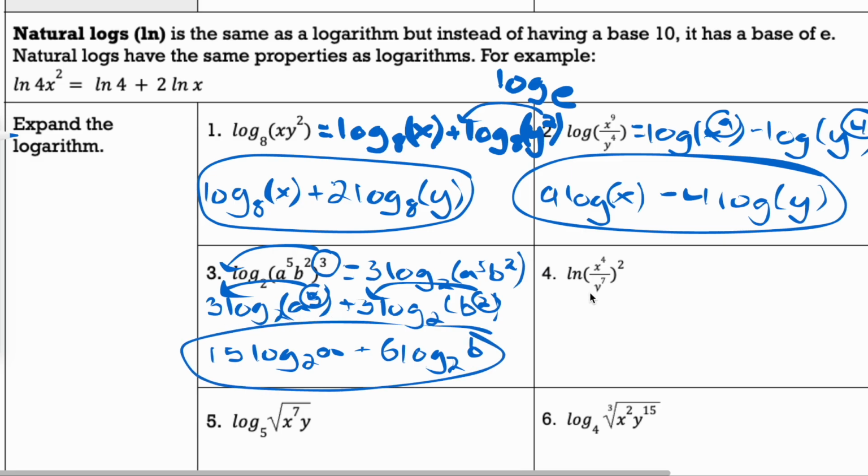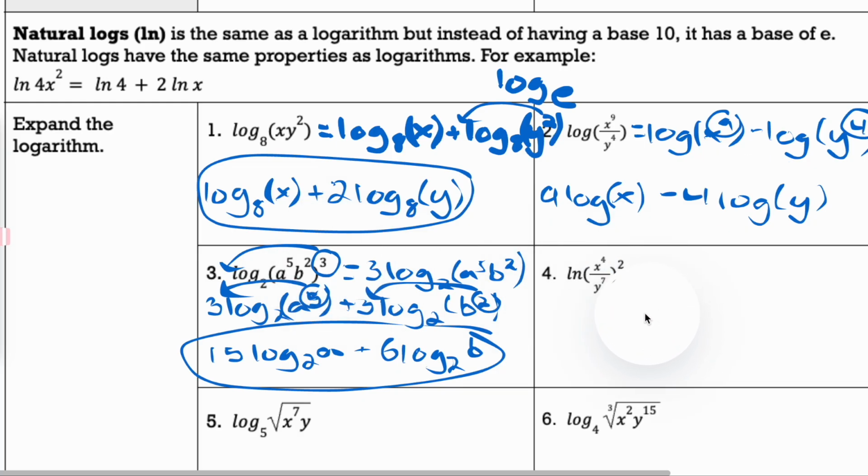Hopefully that makes sense. Now we have ln. Now ln is what we referred to up here as the natural log, meaning it's log base e. But this should not really change our answer that much in this case. Here, same thing as before. Initially, I just see this exponent, so I'm going to move that out front.